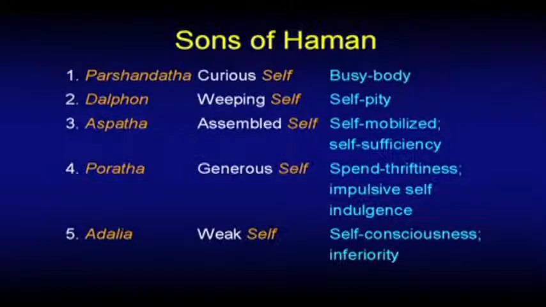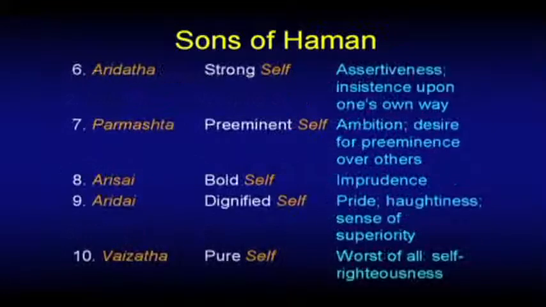Espatha, the assembled self, self-mobilized, self-sufficient, if you will. Paratha, the generous self, that's the spendthrift, the impulsive self, the self-indulgent one, if you will. Adelia, the weak self, self-consciousness, inferiority, if you will. Eridatha, the strong self, that speaks to assertiveness, insistence upon one's own way.